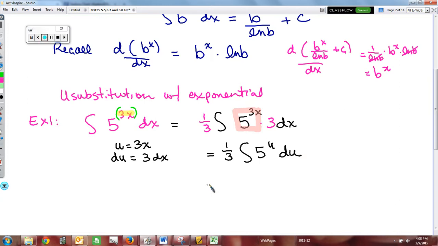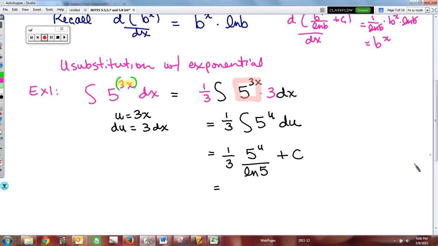Now I use my antiderivative rule for exponentials. The antiderivative of 5 to the u is itself divided by, that's my rule up here, the natural log of the base, which is 5, plus c. Then I convert it from u back to x: 1/3 natural log of 5, we might as well put those together, times my 5 to the 3x, and then plus c. So that's the idea of what we're looking for with the exponential functions.